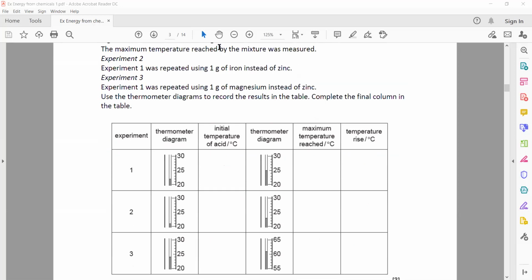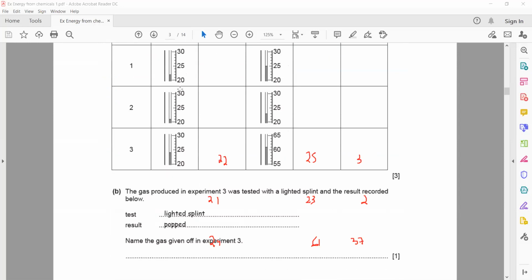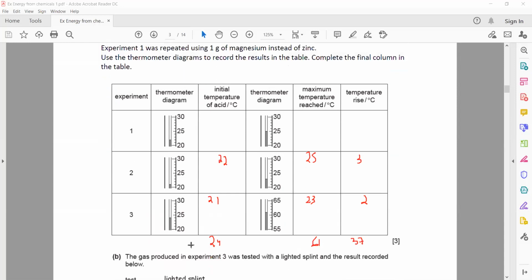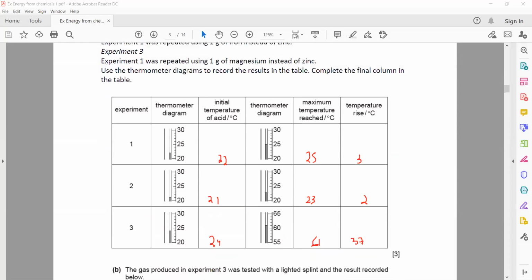And using this, the next part of the question is: name the gas given off in experiment 3. That's because the lighted splint pops. This is hydrogen gas.